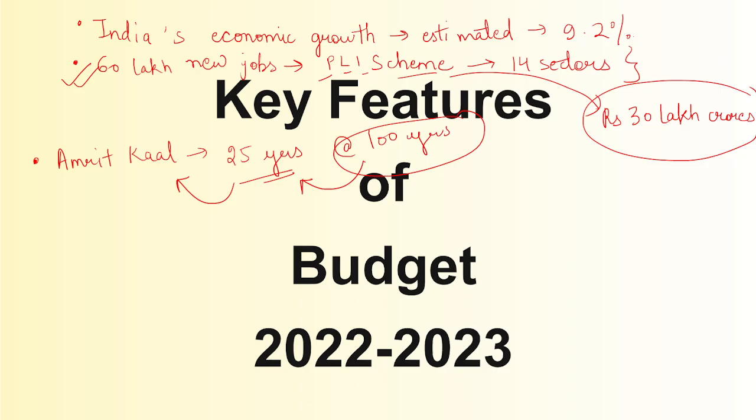And what are these 4 priorities? We will be discussing in our next point. Number 1 is your PM Gati Shakti. Next is your inclusive development. Next is your productivity enhancement, also one of the 4 priorities. And next is your financing of investments. These are the 4 priorities of this year's budget.